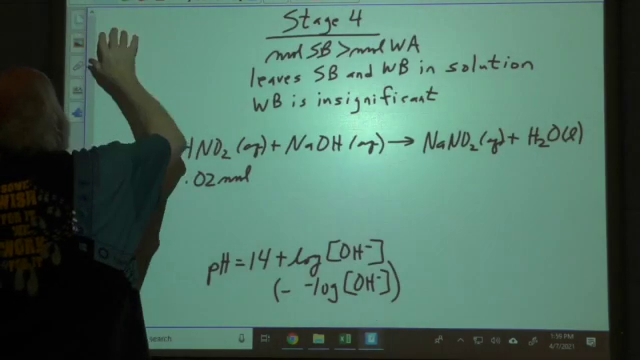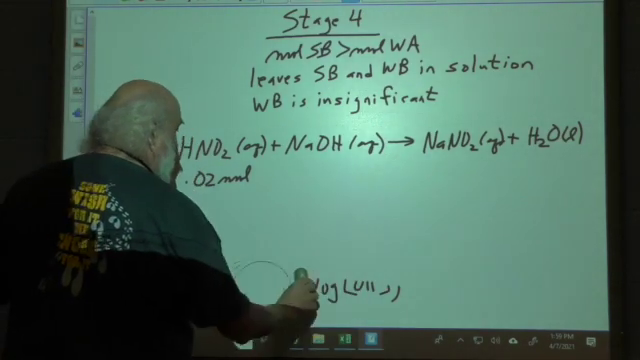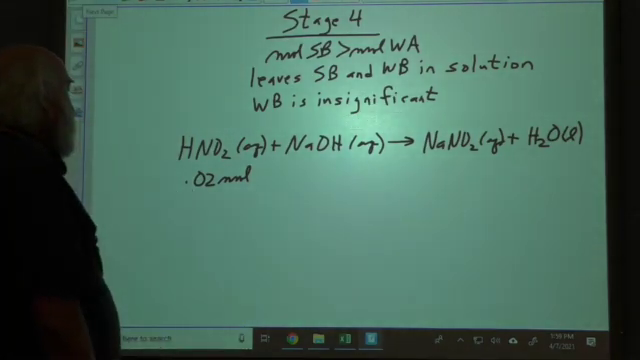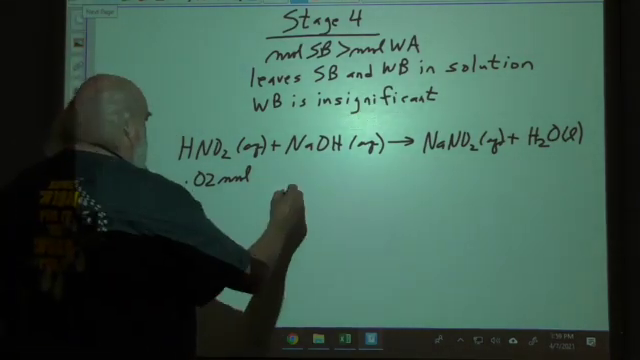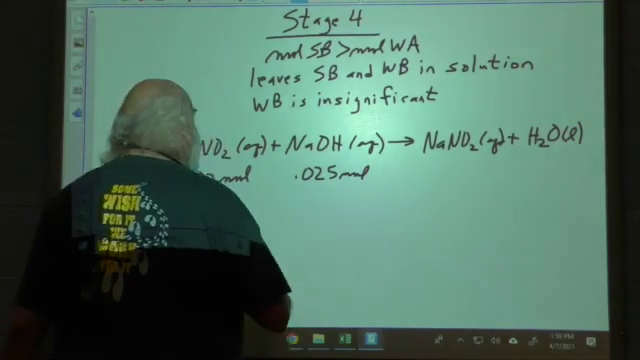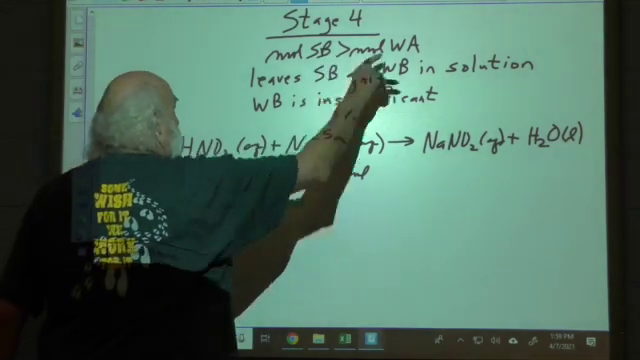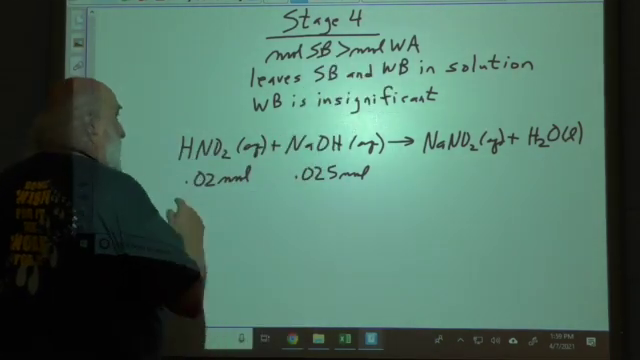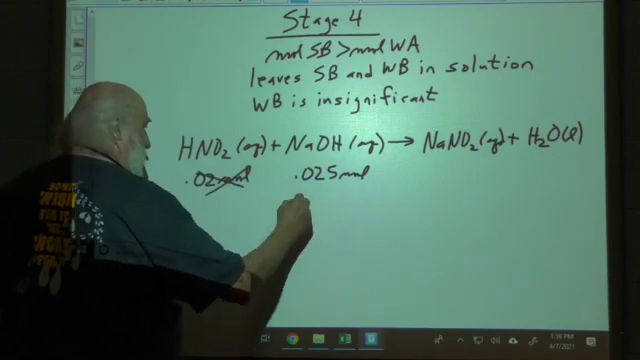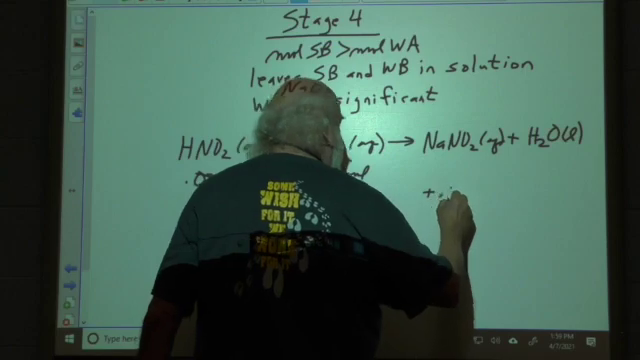So, get rid of that now. Alright, so now I have 0.025 of this. Now we have more base than acid, more strong base than we have weak acid. And the next statement you'll see happening here, so you lose all of that, you lose 0.02 here, and you gain 0.02 here.